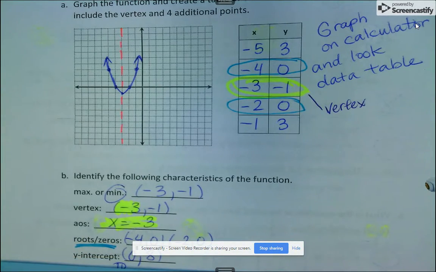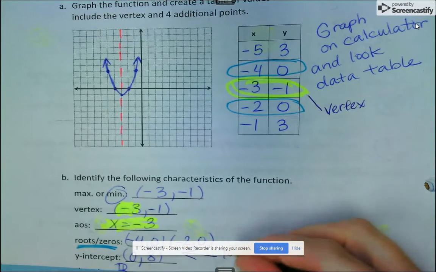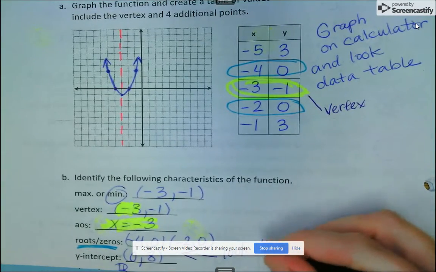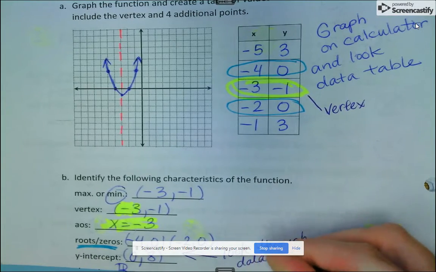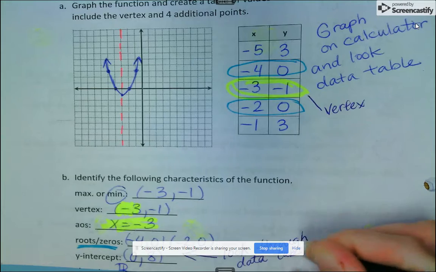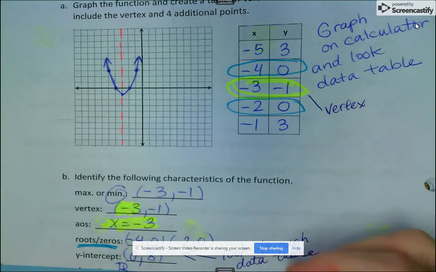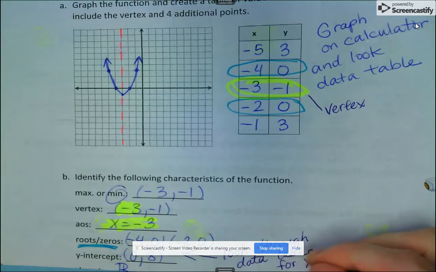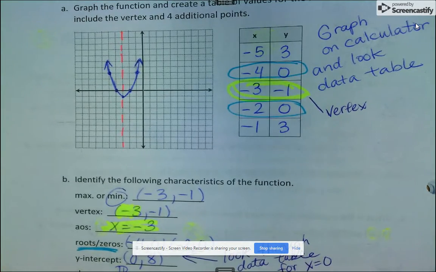Y-intercept, we don't actually see that on the graph, but you can look through the data table and find where x is 0.